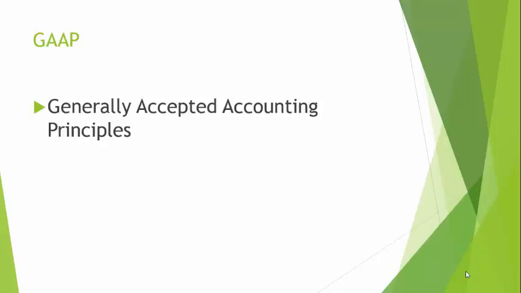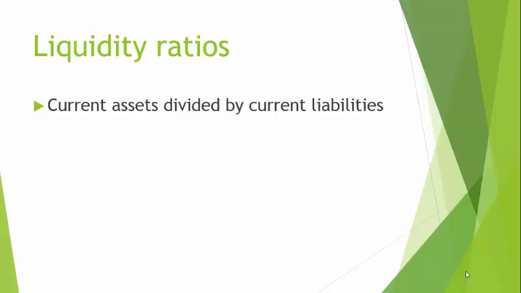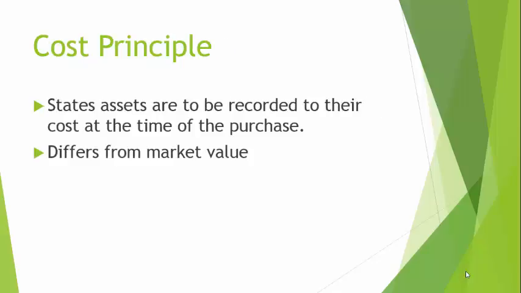GAAP are the generally accepted accounting principles, which are seen as a set of rules or practices that the accounting profession recognizes as a general guide for financial reporting purposes. Liquidity ratios are a measure of short-term ability of a company to pay its obligations and meet unexpected needs for cash. It can be calculated by dividing current assets by current liabilities.